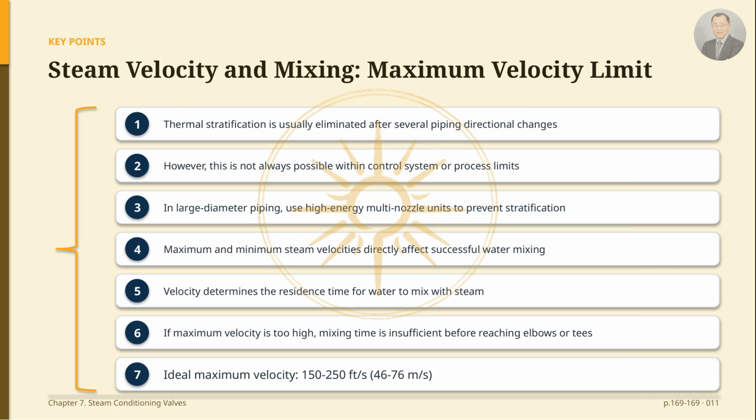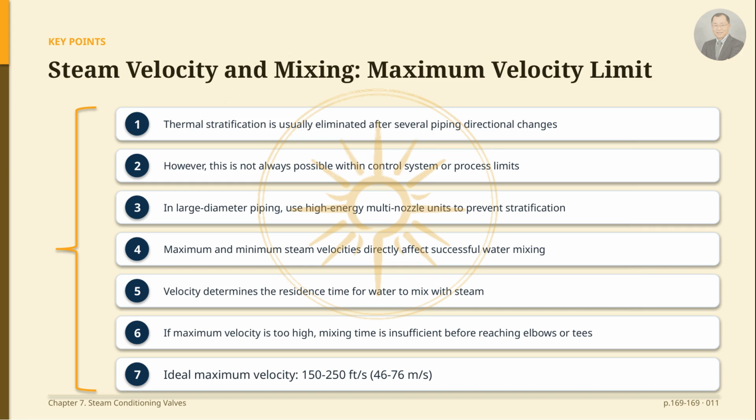Stratification is usually eliminated after the flow stream undergoes several piping directional changes, but this is not always possible within the limits of the control system or process. Proper placement of high-energy, multi-nozzle units in larger pipelines normally prevents the formation of thermal stratification.